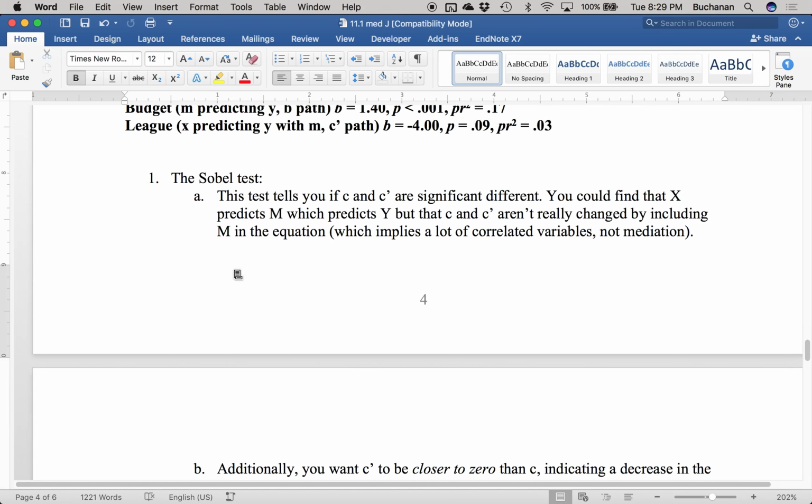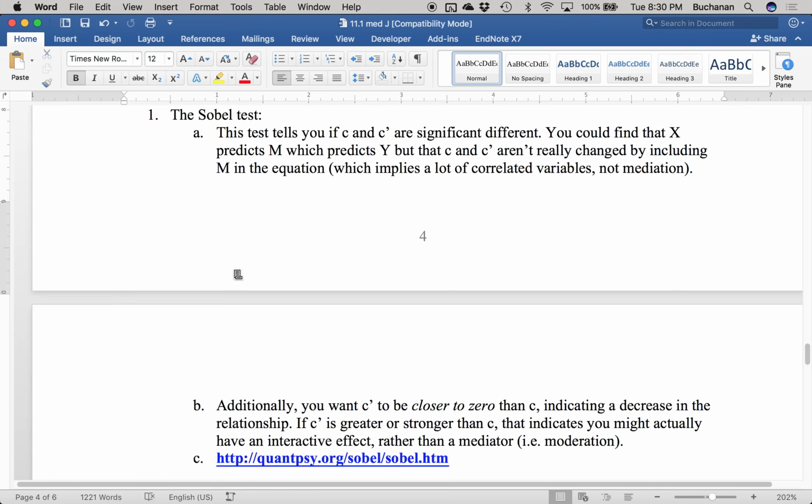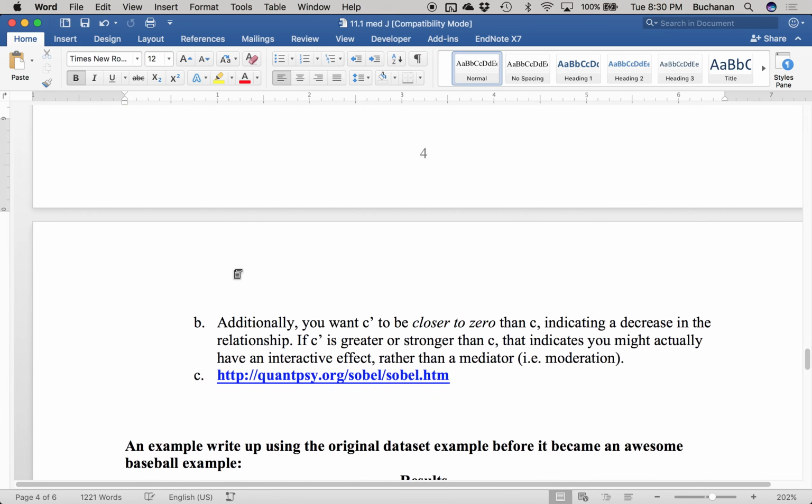So I could find that X predicts M predicts Y, but C and C prime aren't totally changed, which implies that there are a lot of correlated variables and maybe no mediation. So we're really trying to show that there was a redirection of traffic here. And sometimes you want C to be closer to 0. If C prime has actually gotten further away from 0, something else is going on. It might be an interactive effect, which implies moderation instead of mediation.